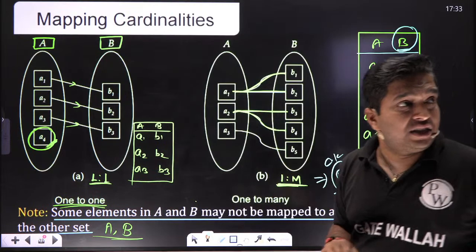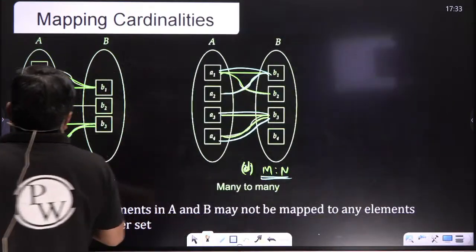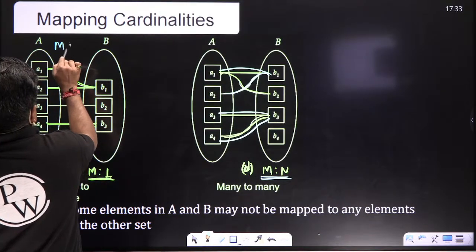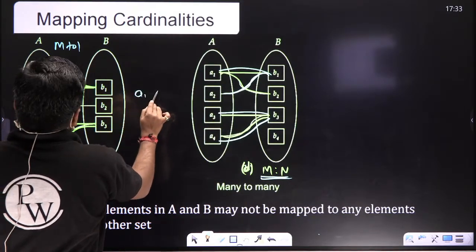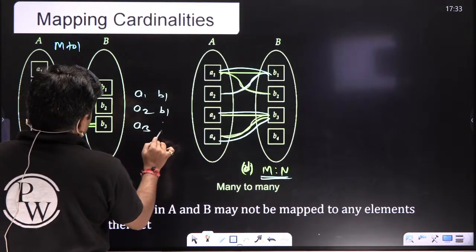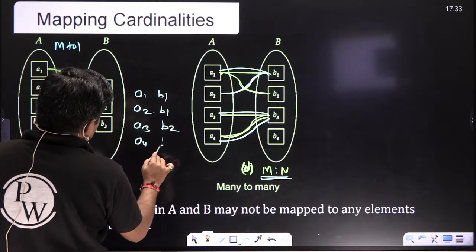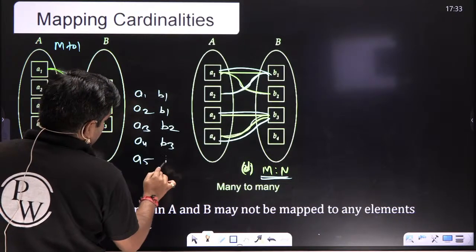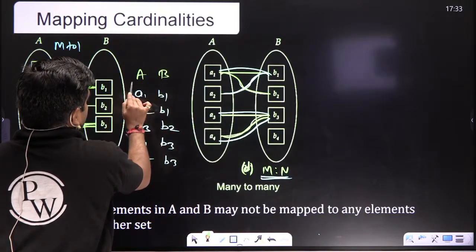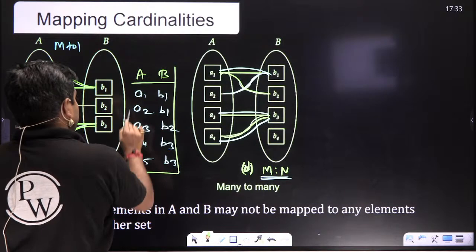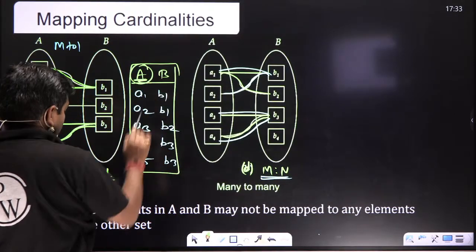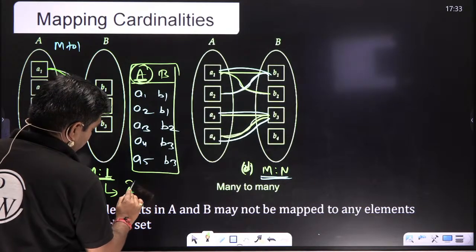Next one is many to one. Many to one means what? A1, B1, A2, B1, A3, B2, A4, B3, A5, B3. What is the key here? If it is many to one, you can make A1, A2, A3, A4, A5 only A. Here the candidate key is A.